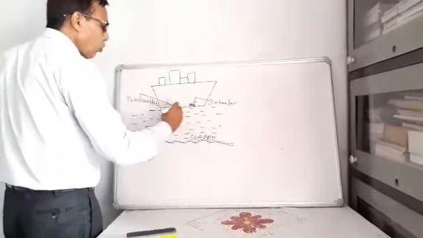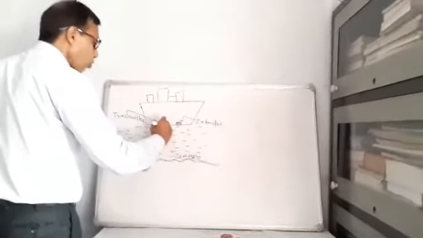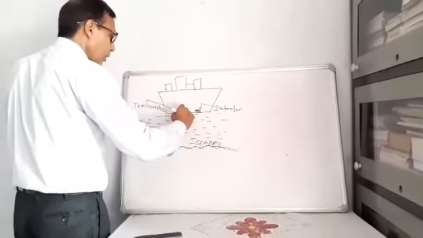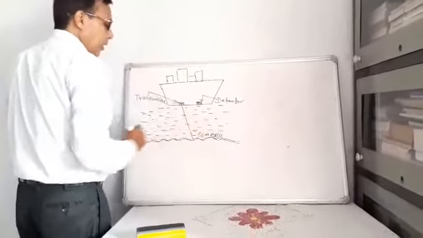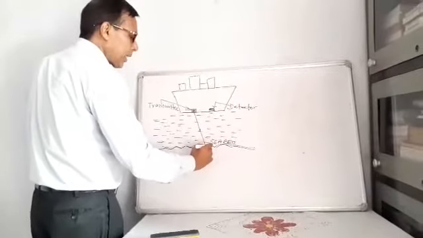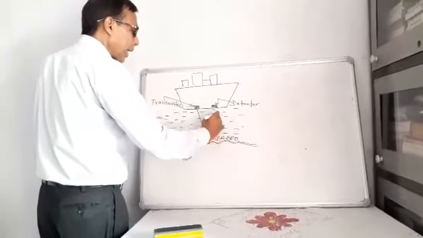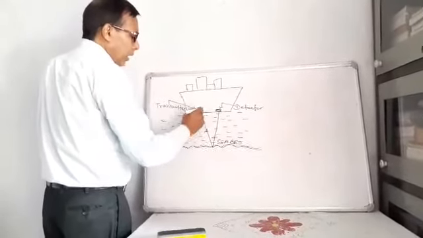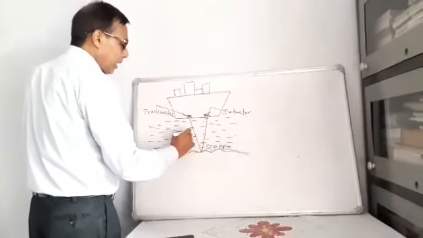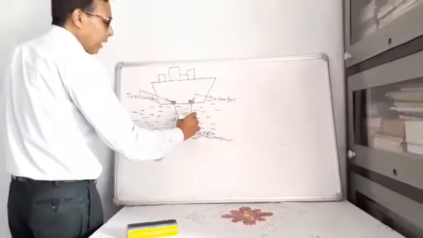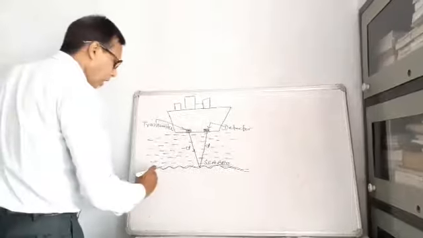The transmitter is used to produce ultrasonic waves, and those ultrasonic waves move towards the seabed, and after striking the seabed they are reflected back and received by the detector. Suppose the distance travelled by the ultrasonic waves from transmitter to seabed is d, and reflected back, they travel the distance d again, which is received by the detector.